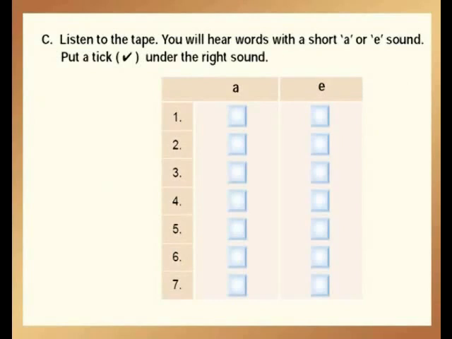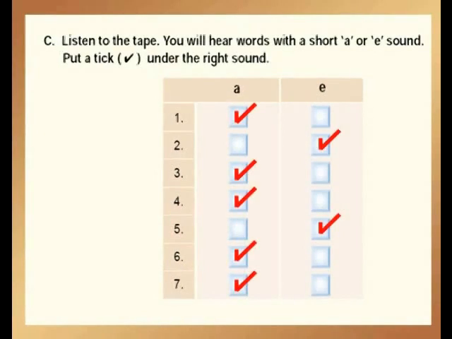Task C. Listen to each word on the tape. Decide if it has a short A sound or a short E sound. Put a tick under the sound you hear. Number 1. Pan. Number 2. Pen. Number 3. Set. Number 4. Sat. Number 5. Beg. Number 6. Tan. Number 7. Men.